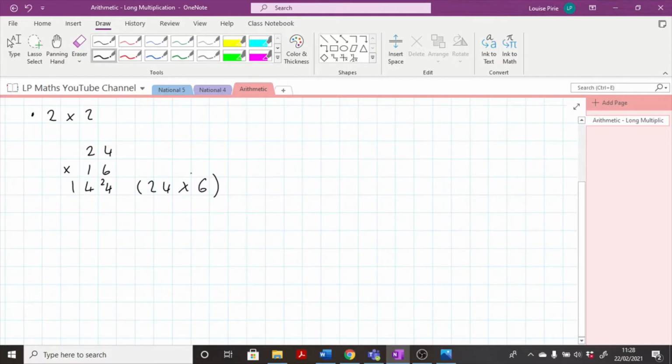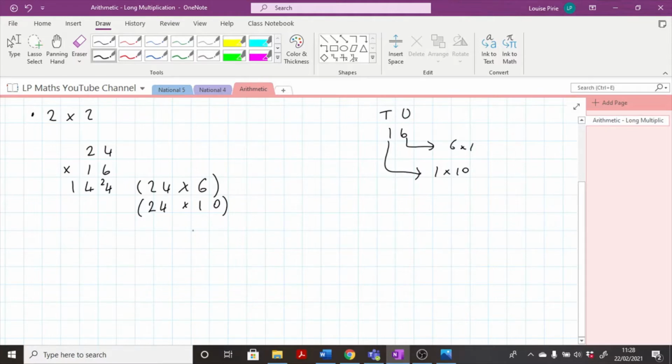Okay, now this is where it gets slightly tricky. How do we multiply by the 1 of the 16? Well, basically what we're going to do is 24 times 10. Because if we're breaking 16 down, then we have 6 units and we have 1 tens. But that is just representative of 6 times 1, and this is the same as saying 1 times 10.